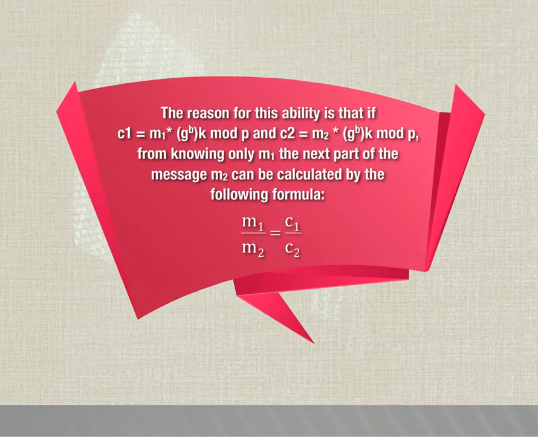The reason for this is that if C1 is equal to m1 times (G^B)^k mod p and C2 is equal to m2 times (G^B)^k mod p, then from knowing only m1, the next part of the message m2 can be calculated by the following formula: m1 / m2 is equal to C1 / C2.